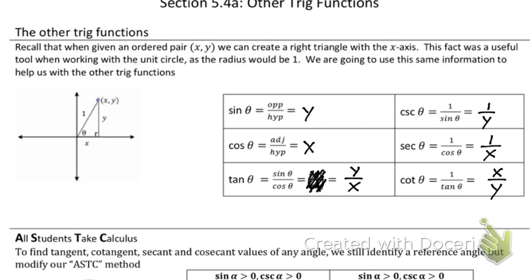Most of the time, you're not going to think about this as y's and x's. You're just going to be like, I know what the sine value is, flip it is my cosecant. I know what my cosine value is, flip it, it is my secant value. And in that same vein, you're more than likely just going to memorize your tangent values, so you don't have to do a whole bunch of math to come up with your tangent values.